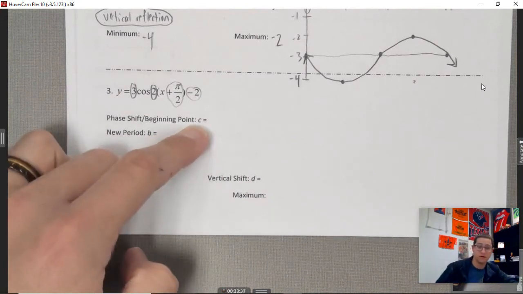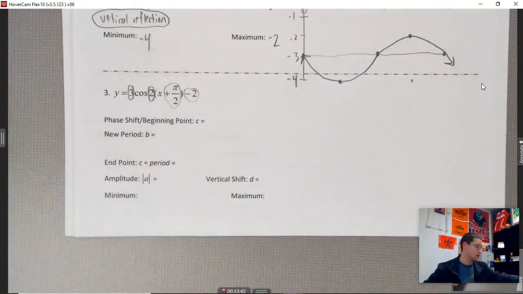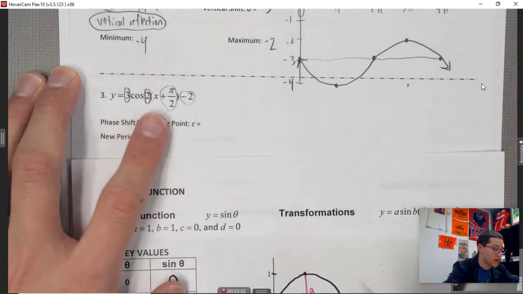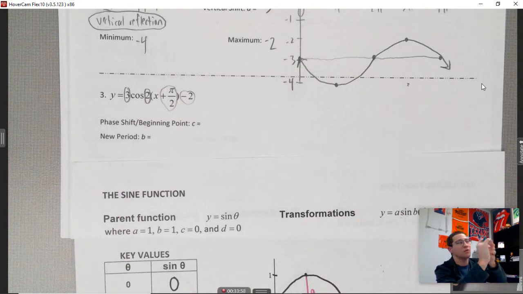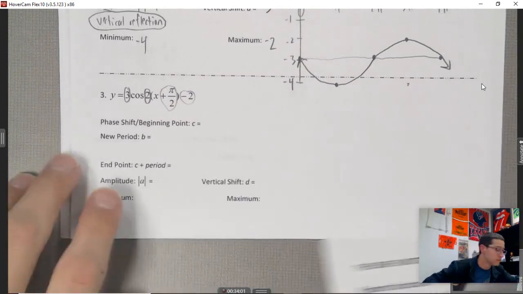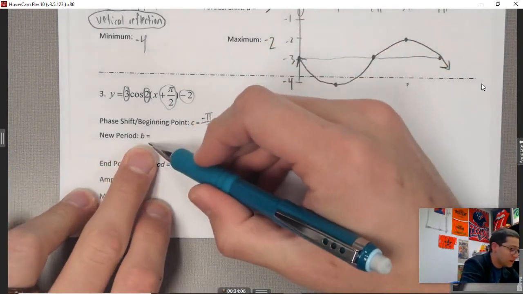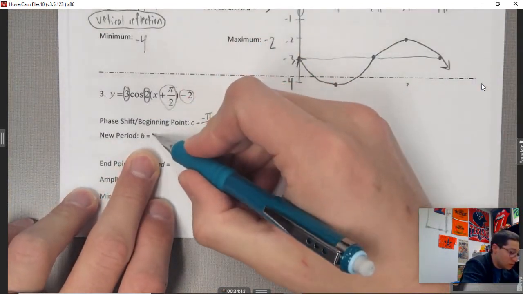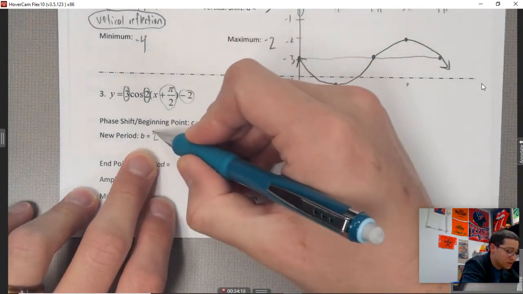Start with the phase shift. Now notice your C value, right? Your C value is going to be backwards. That is because the form is x minus c. So we have x plus pi over 2, right? It's just like that backwards h value we've been working with in your normal transformations. So this is actually going to be a negative pi over 2. And then we've got a b value of 2. So the b is 2.